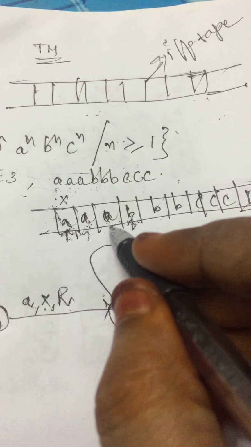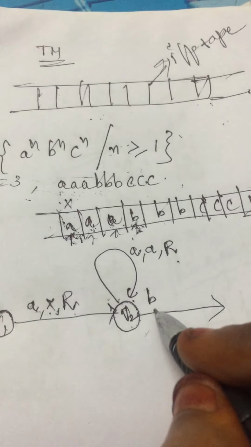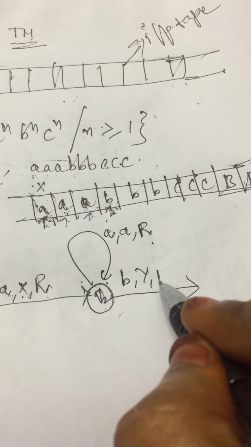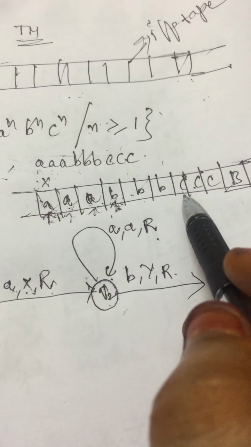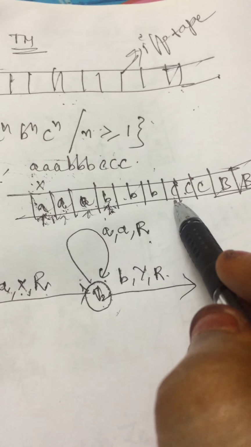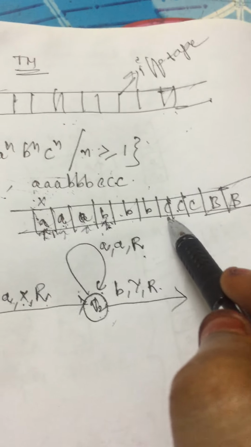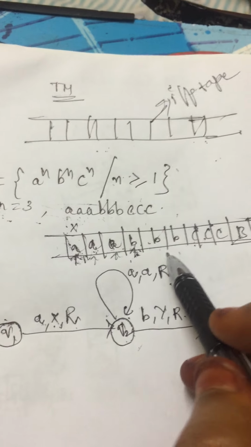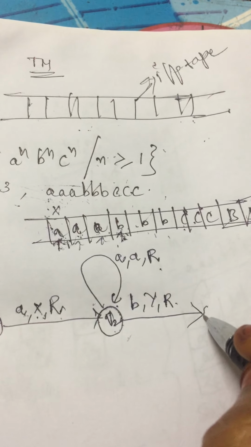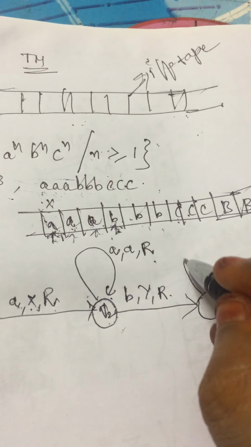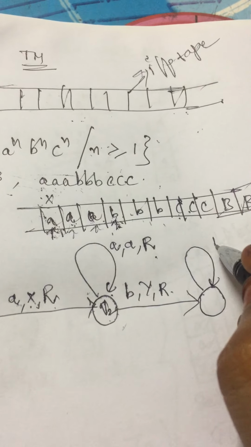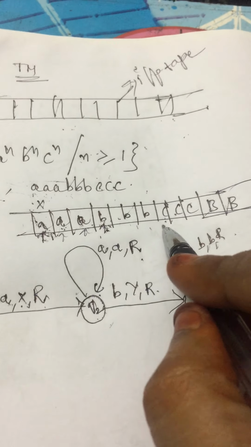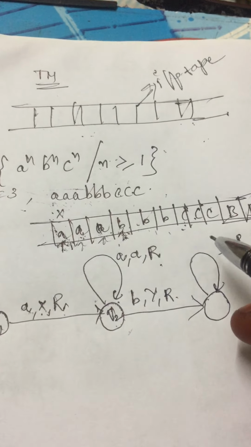So it has moved like this. The present input symbol is B. This B will be processed to Y and move to the right direction in search of C. So when you are going to the right direction in search of C, we get a number of B's in between. Those B's should remain as B only until you find C.